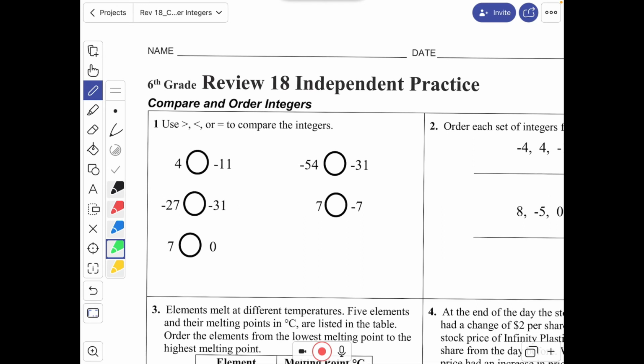Let's look at the independent practice that you're supposed to do. You need to use a greater than, less than, or equal to sign on number 1. And think about the number line and which one would be to the far left. Left is little, right is greater. And positives are always bigger than negatives.